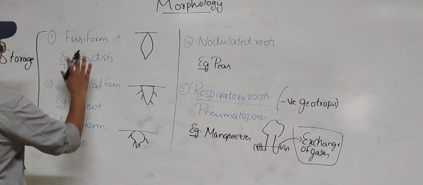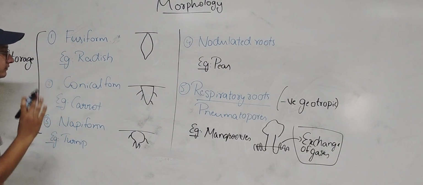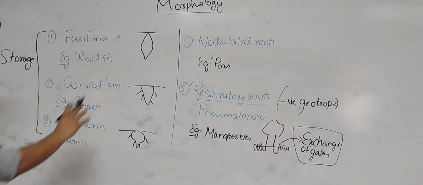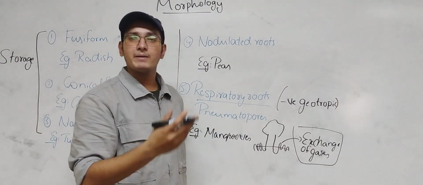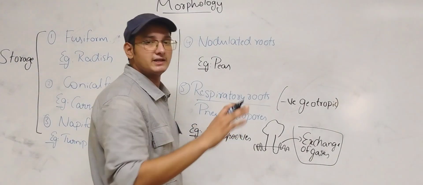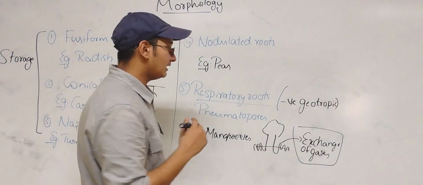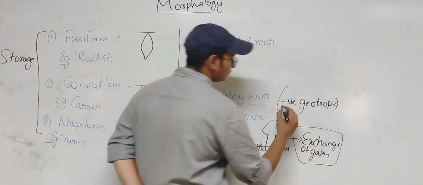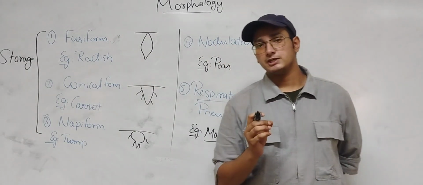So taproot modifications: fusiform, which we can see in radish, conical form in carrot, and napiform in turnip. All these are helpful in storage. Nodulated roots, in the Fabaceae family, peas or beans, help in conversion of atmospheric nitrogen. And respiratory roots, also known as pneumatophores, grow against gravity, negatively geotropic. These are present in mangroves and help in exchange of gases.